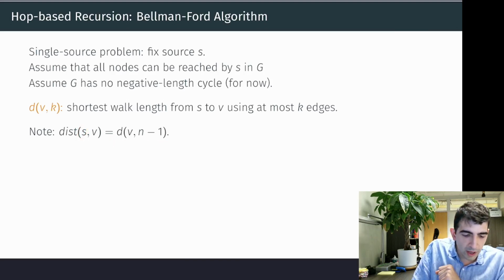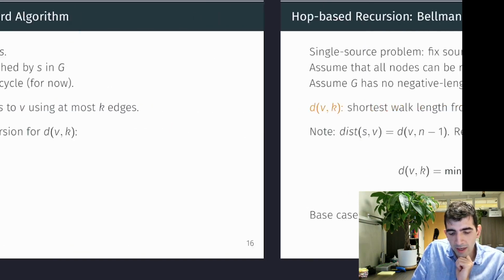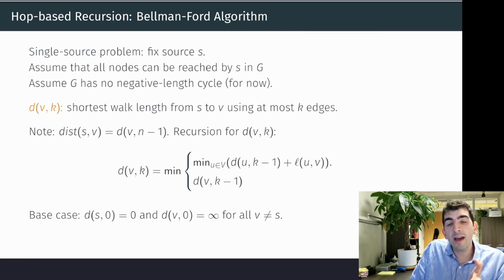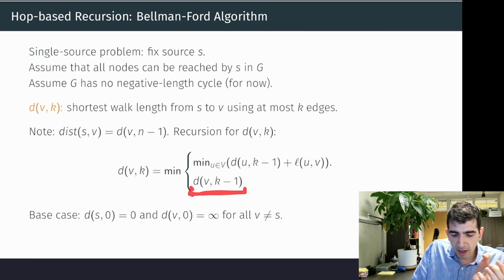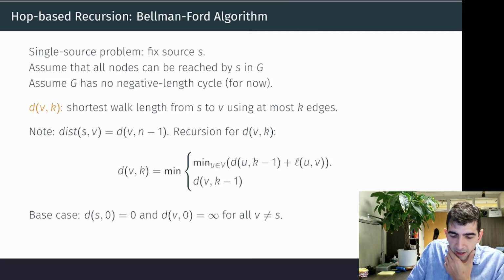Okay, so we have a function d_v(k) that represents the walk length from S to V using at most k edges. So how do we write out the logic? Well, we know d_v(k), the shortest path, is either the minimum of d_v(k minus 1). Maybe we don't need k edges. Maybe the shortest path can be accomplished using k minus 1 edges. That's one possibility. We don't need a kth edge.